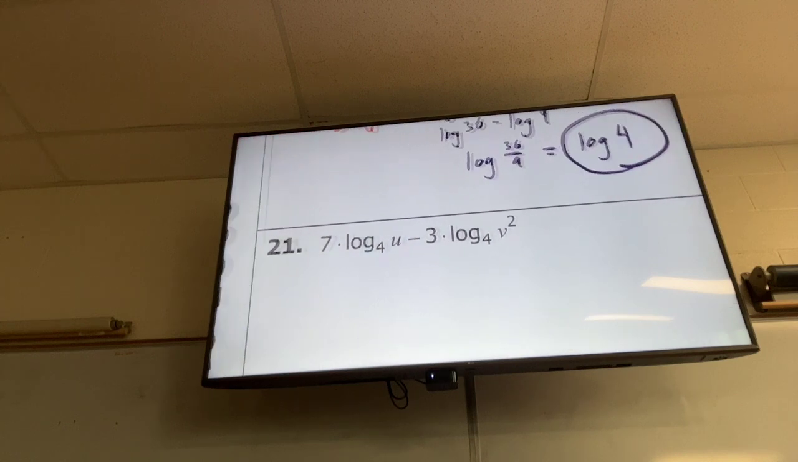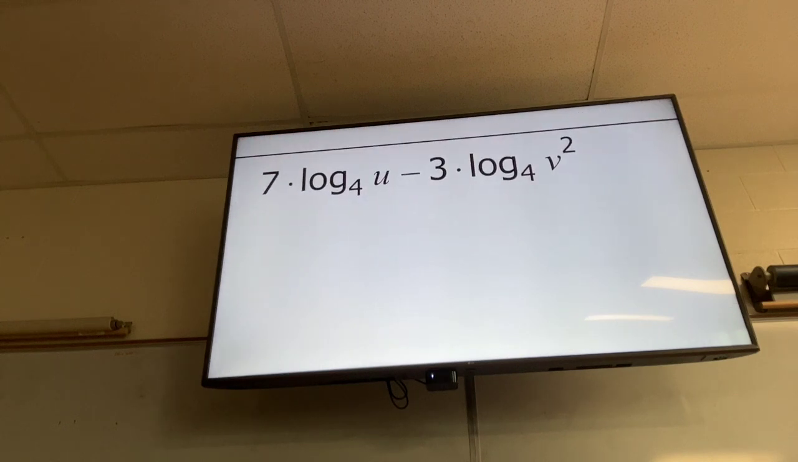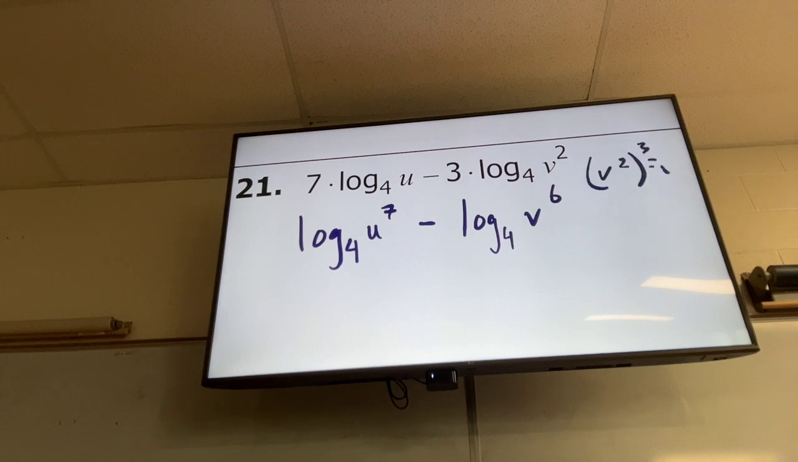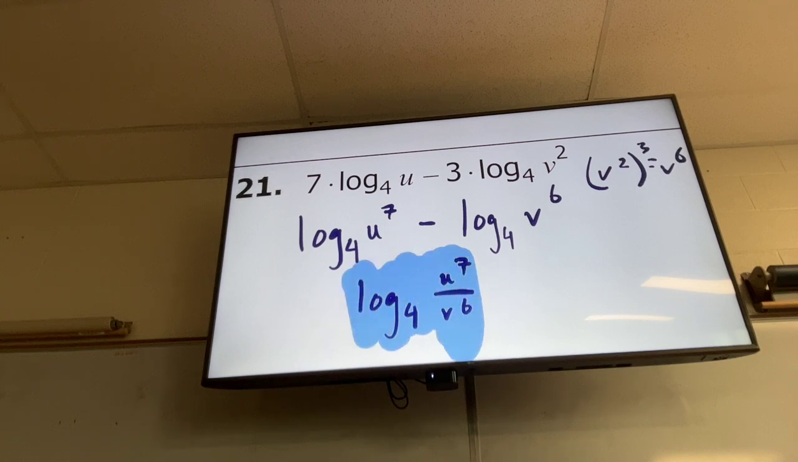All right, cool. We're going to use which one here? We're going to divide or multiply? Yes, we're going to do what with the coefficients? Make them exponents. This becomes log base 4 of u to the 7th minus log base 4 of b to the what? Why is it b to the 6th? Yeah, b squared cubed equals b to the 6th. So then it's log base 4 of u to the 7th over b to the 6th. There you go, my dudes. Questions, comments, concerns?